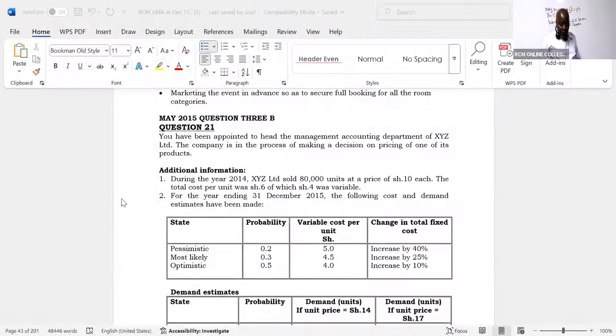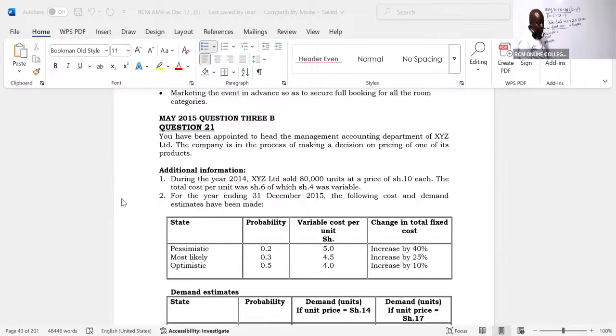We are told that for the year coming, 2015, the following cost and demand estimates have been made. You can see we have 3 states versus probabilities versus variable costs, and the change in fixed cost. I would want to know the new fixed costs given the 3 states: pessimistic, most likely, and optimistic.